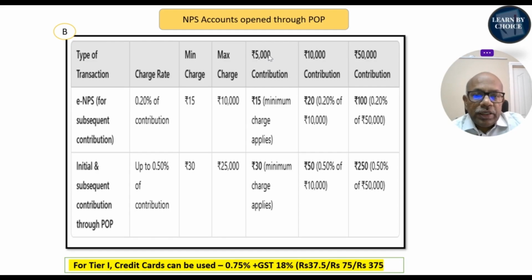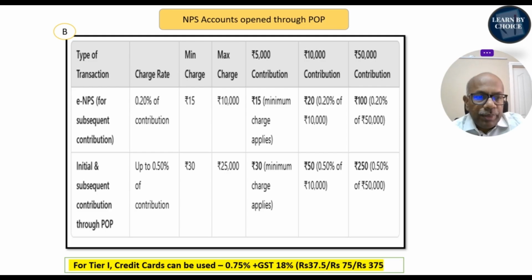For eNPS, it is 15 rupees, and for POP contributions, the minimum charge is 30 rupees. Let us say that you deposit 5,000 rupees. So 0.2% comes somewhere around 10 rupees, but you will be paying 15 rupees because the minimum transaction fee is 15 rupees. If you go to the POP, you pay 30 rupees. So even though your charges are 25 rupees, you will be paying 30 rupees. If you deposit 10,000 rupees, for eNPS mode, it is 20 rupees. For POP, if you are depositing the money through a POP, you will be paying 50 rupees. If you are paying 50,000 rupees, you pay 100 rupees if you are using eNPS, and you will be paying 250 rupees if you are using the POP for the transaction.